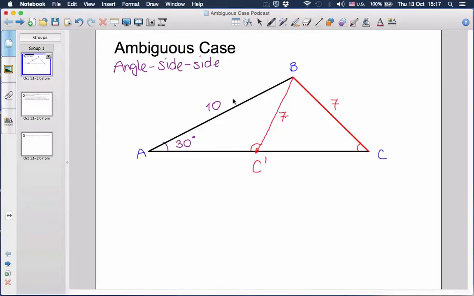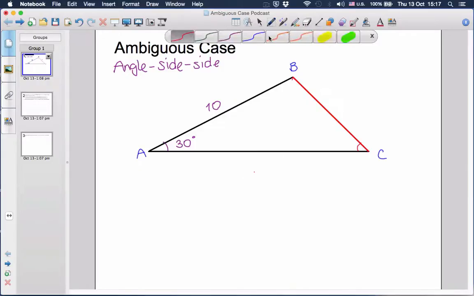Just because you're given angle, side, side doesn't mean you're always going to get two cases. Here are two examples where that might not happen. Number one, the third side given could be exactly this long, making a right triangle. So in this case, if this is 5, when that's 10, then you're going to get a right triangle, and there's no ambiguity. That's going to be one right triangle, and that's it.